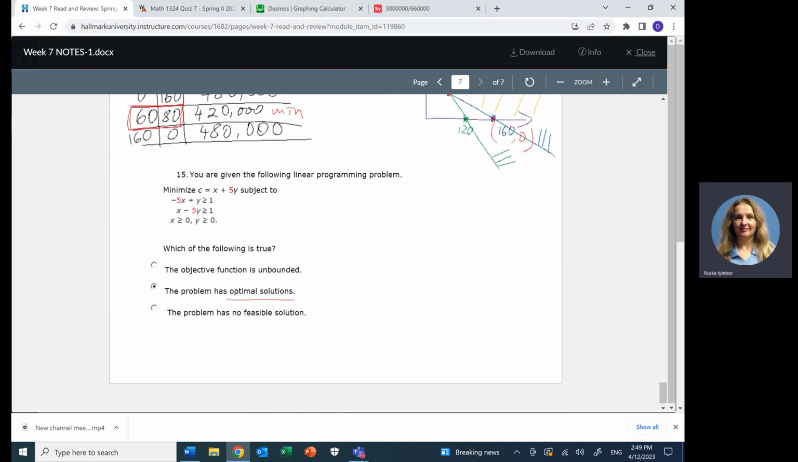And then the last one, we have to find if you have bounded or unbounded area. So when you graph this, you're going to see that it is going to be bounded, and that means you have an optimal solution.